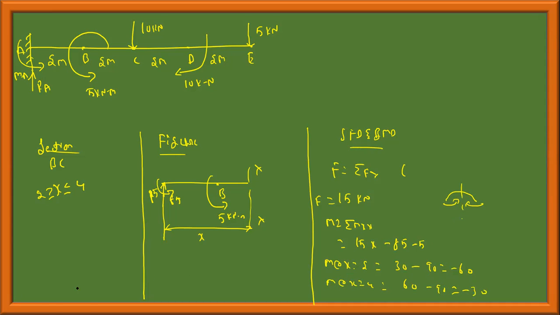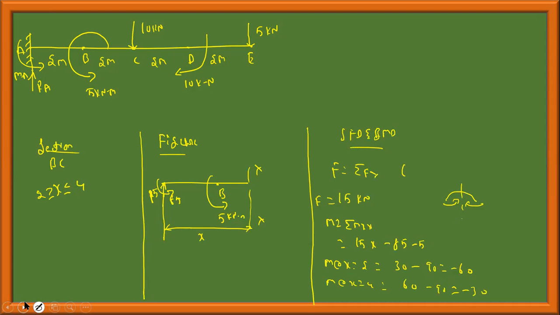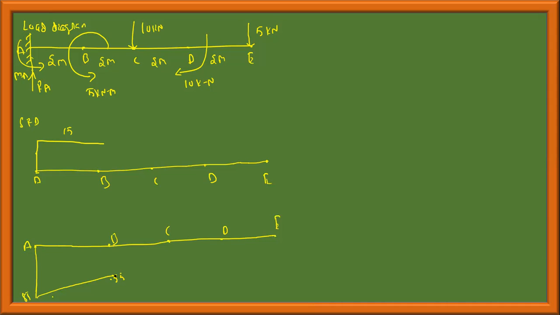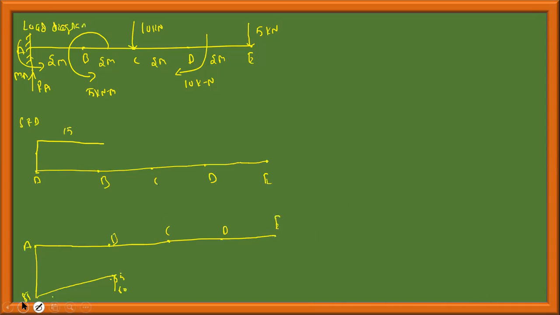At x is equal to 2, since there is a bending moment equal to minus 60, see, there will be a sudden jump like this, from minus 55 to minus 60. And then once again, from minus 60 to minus 30, there is no load.